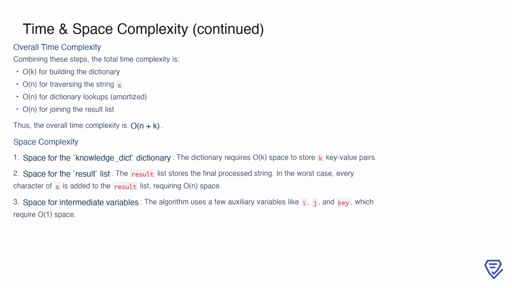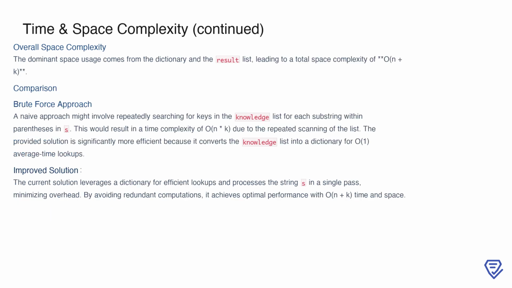Turning to the space complexity, the knowledge_dict dictionary requires O(k) space to store the k key value pairs. Additionally, the result list, which stores the final processed string, requires O(n) space in the worst case, as every character from s could be included. The algorithm also uses a few auxiliary variables like i, j, and key, which occupy constant space, O(1). Therefore, the space complexity is determined primarily by the dictionary and the result list, leading to a total space complexity of O(n + k). The overall space complexity can be summarized as O(n + k), dominated by the storage requirements for the dictionary and the result list.